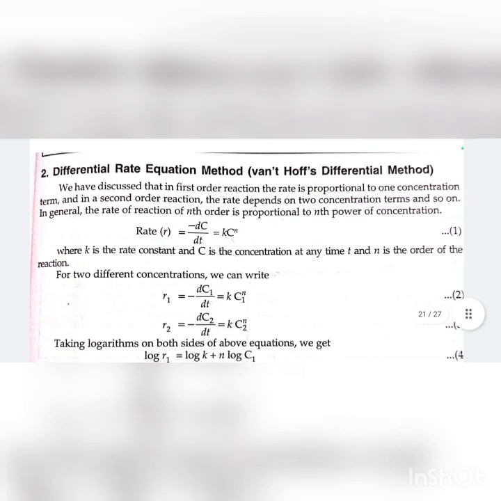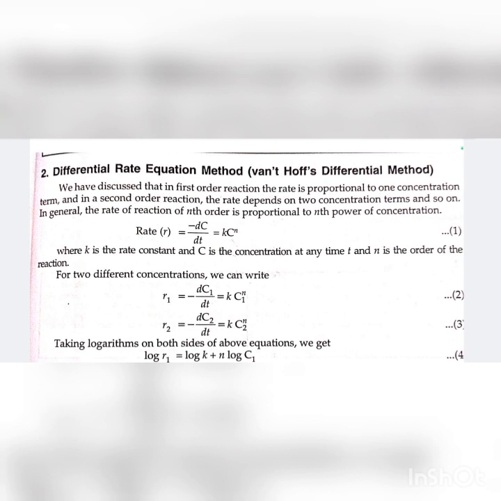Third is the differential rate equation method, or we can also say the differential method. We have discussed that in a first order reaction the rate is proportional to the concentration term, and in a second order reaction the rate depends on two concentration terms and so on. In general, the rate of nth order is proportional to the nth power of the concentration. So R is equal to k into C raised to the power n, where k is the rate constant, C is the concentration at any time t and n is the order of the reaction.